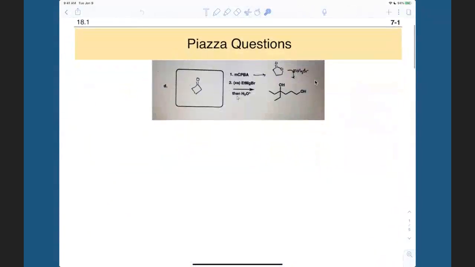We can move to some questions that were just posted on Piazza, and I saw another one just now. I'll try to get to that too, if there's any more while I'm here.